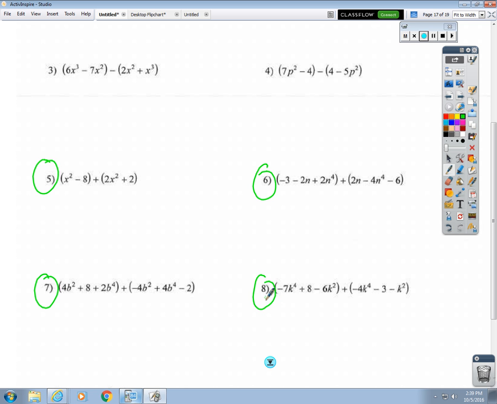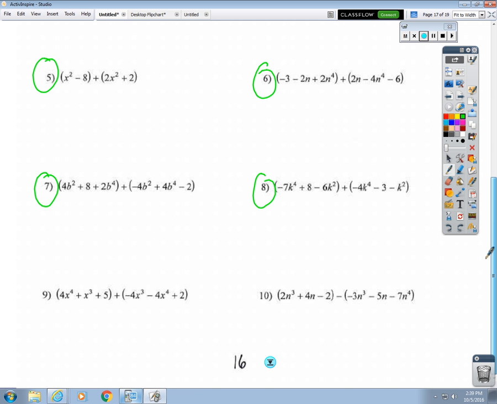7 and 8. Okay, so on that first page, page 16, you should have circled 2, 5, 6, 7, and 8. Those are the addition ones on that page. What about 9? 9 and 10. No, 9. Just 9. Right, just 9. Okay.